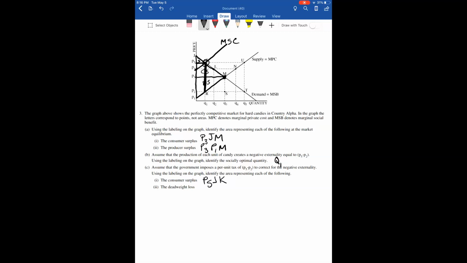And the deadweight loss, there would be no deadweight loss. Remember, deadweight loss always points to the under or overproduction from the socially optimal point, and we would be producing a socially optimal quantity, so there would be no deadweight loss because we've already internalized the externality. So that's the 2010 AP Micro FRQ question number 3.